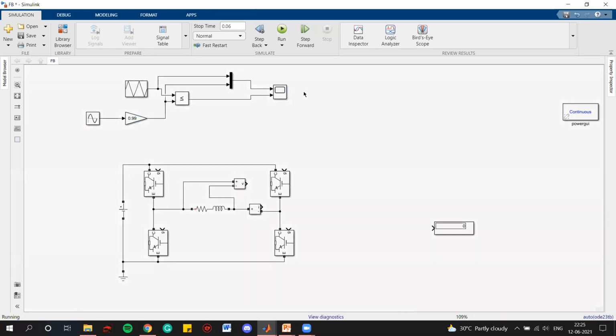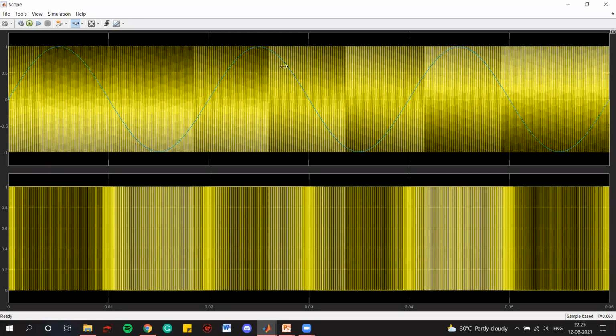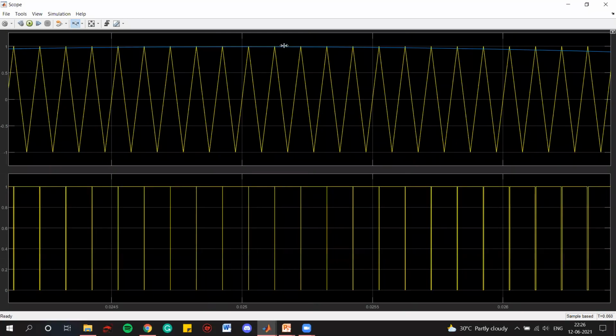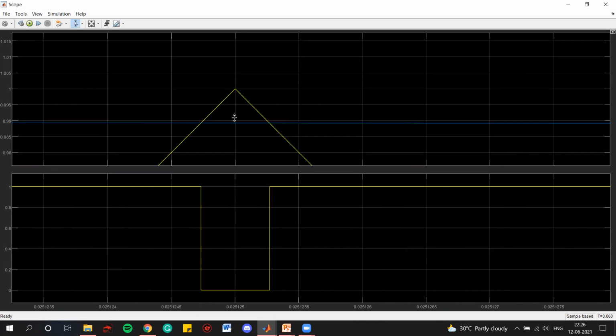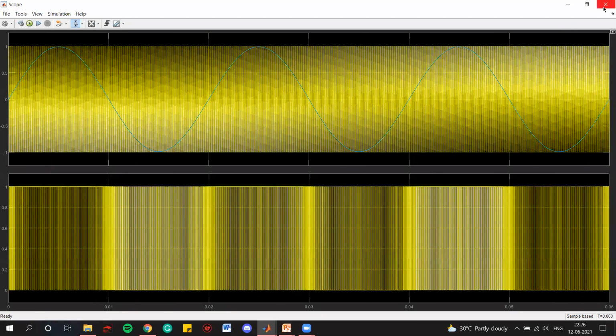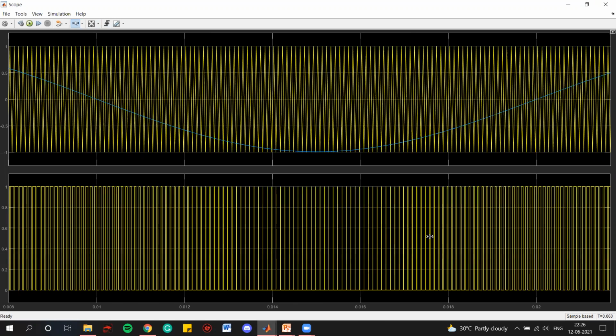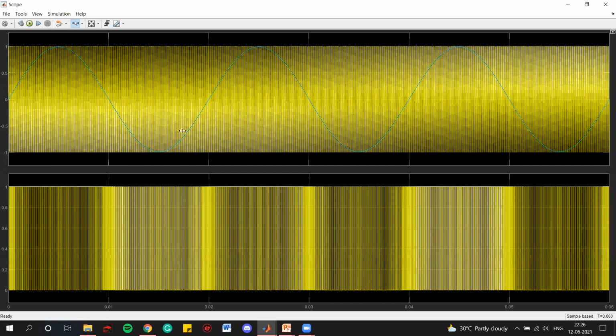Now let's see our output. We will not see exact output. Here we can see the blue line is not crossing the tip of this triangular wave, right? So we actually want this. So now we can get our beautiful output. And as we see the gate pulses, we can see that the width is not equal. It will be according to the amplitude of the sine wave, right?